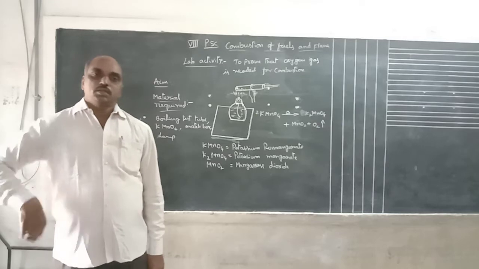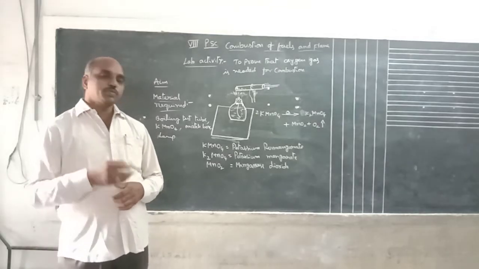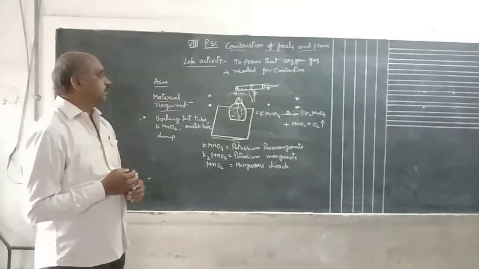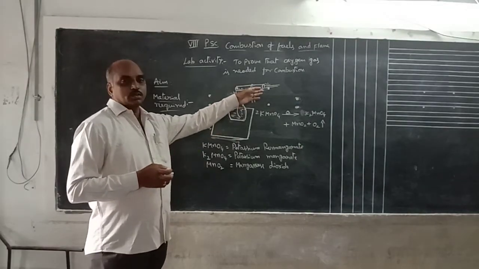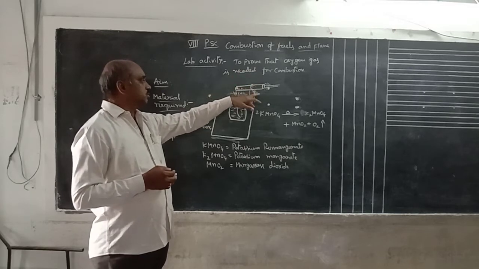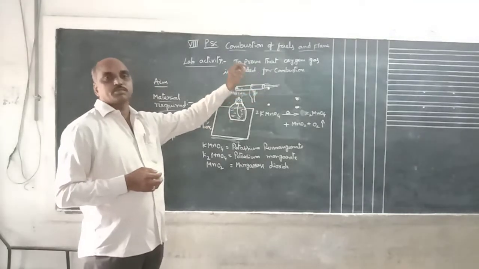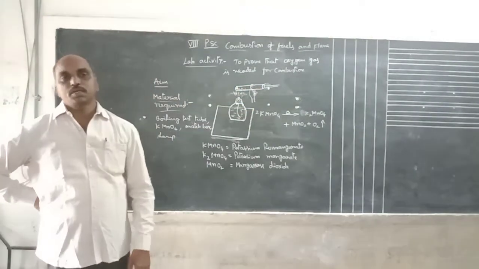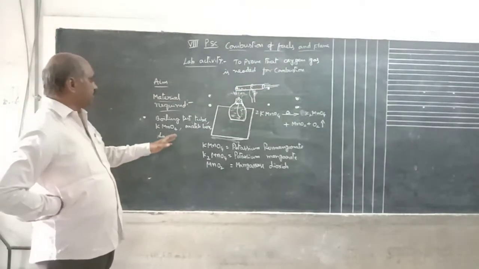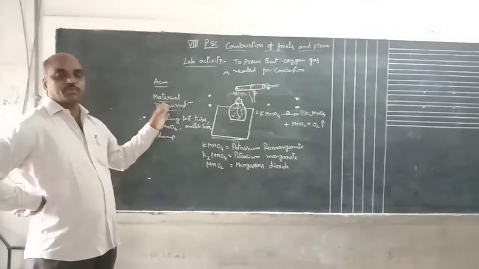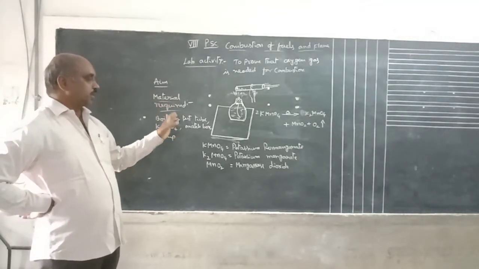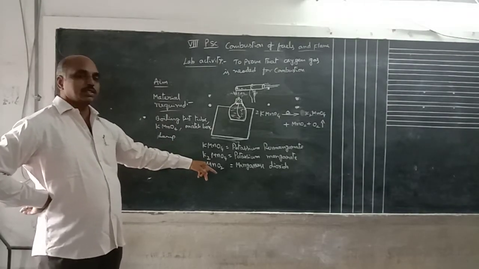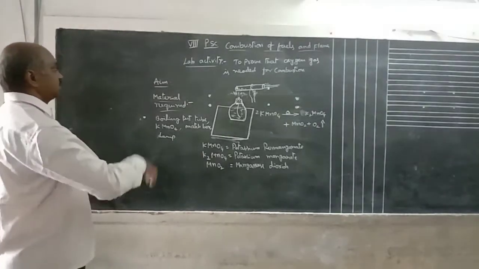Otherwise, if you take a burning splinter and keep it away from the oxygen, it goes out immediately. The hot splinter brought near the oxygen gas catches fire immediately. From this experiment, we can say that oxygen gas is needed for the combustion. What are the products found in this? Potassium manganate and manganese dioxide. Okay, this is the lab activity.